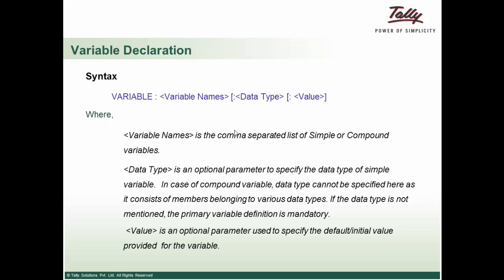If the data type is not mentioned, the primary variable definition is mandatory. So this is called an inline variable. If you provide a data type here, then it is absolutely okay. You do not have to define it separately. In case you do not specify the data type here, then the definition of the variable is mandatory.